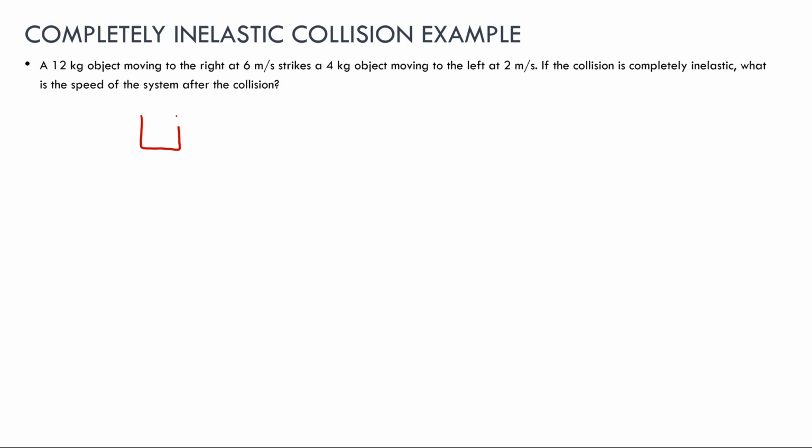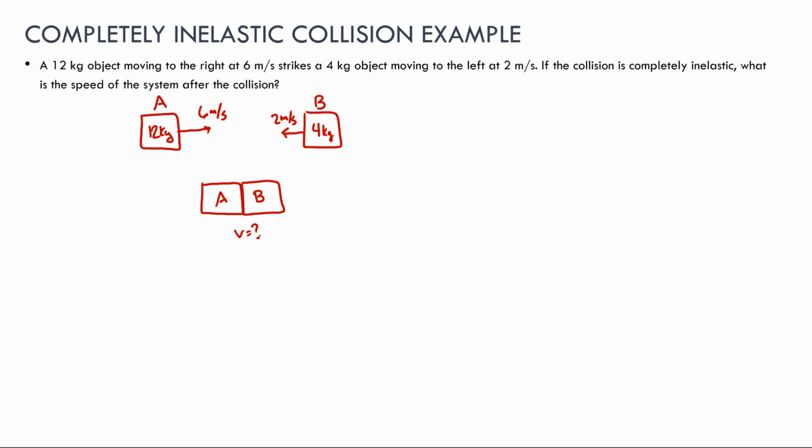Just drawing this out, I'm going to start with our 12 kilogram object, and that's moving to the right at 6 meters per second. I'm going to call that object A. And then we have our 4 kilogram object that's moving to the left at 2 meters per second. I'm going to call that object B. We know that they are going to collide and they are going to stick together. So we know A and B are going to form one object, and we're trying to figure out what the velocity is going to be after they collide.